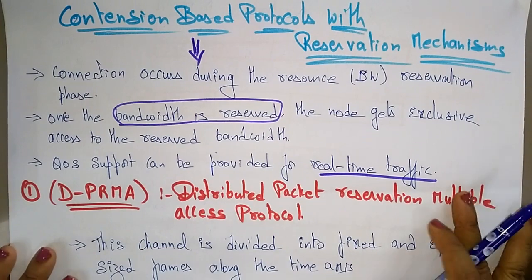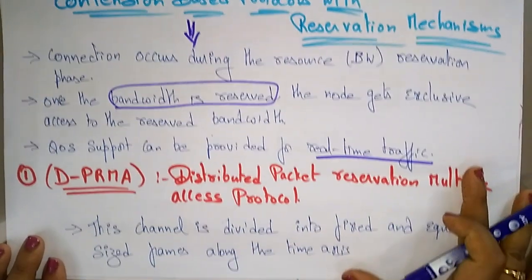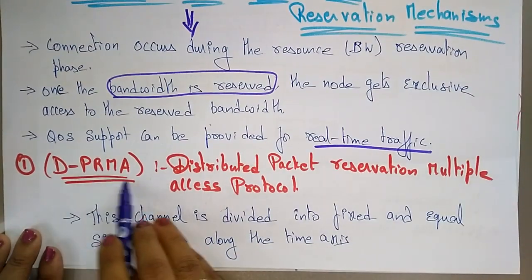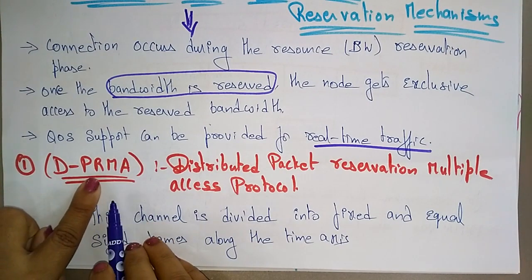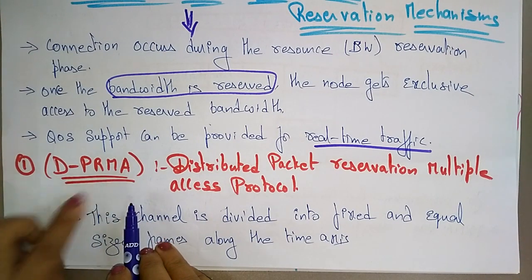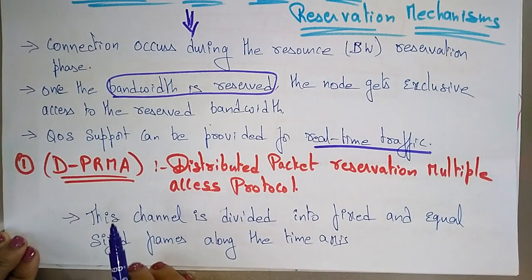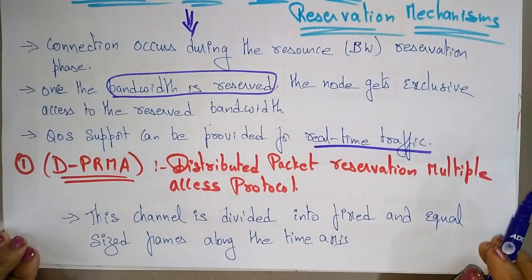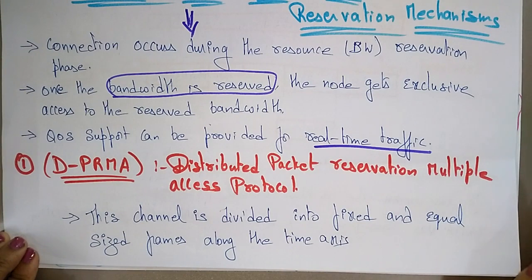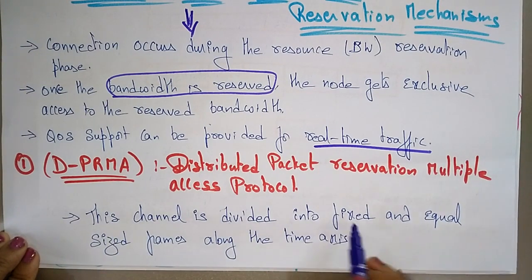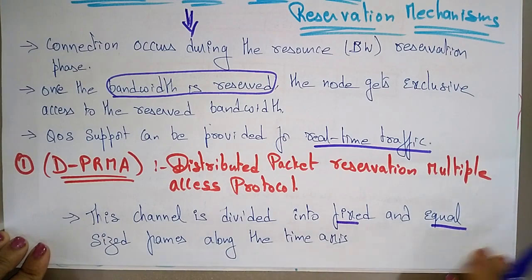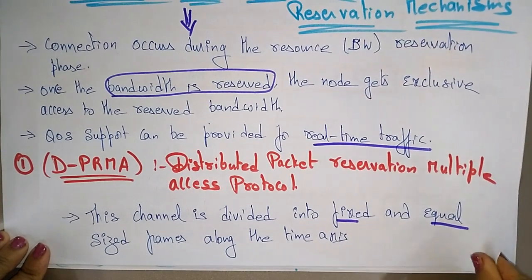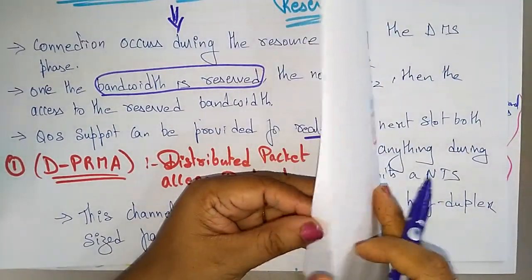The first protocol, which is a synchronous protocol, is DPRMA, the distributed packet reservation multiple access protocol. So this channel is divided into fixed and equal sized frames along the time axis. So it will be divided into fixed as well as equal sizes.